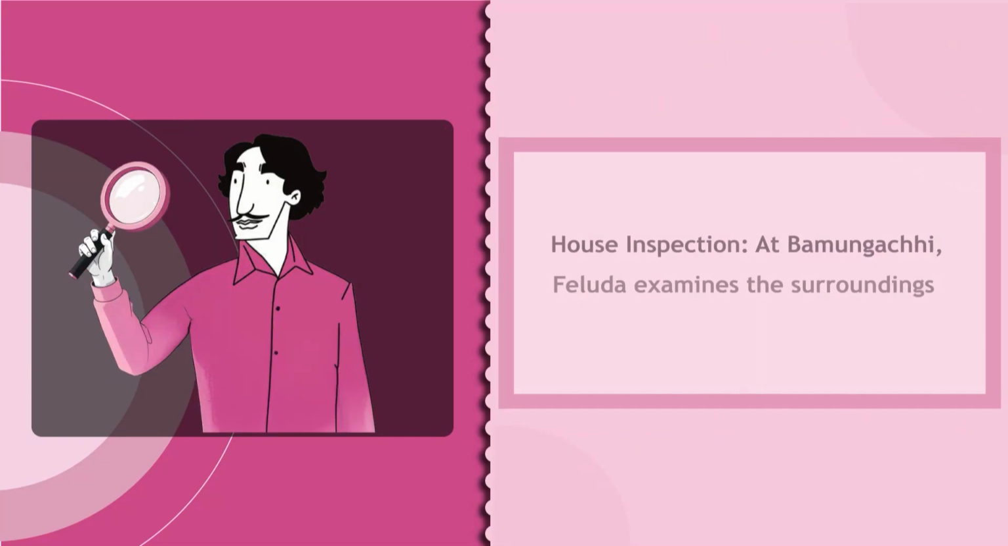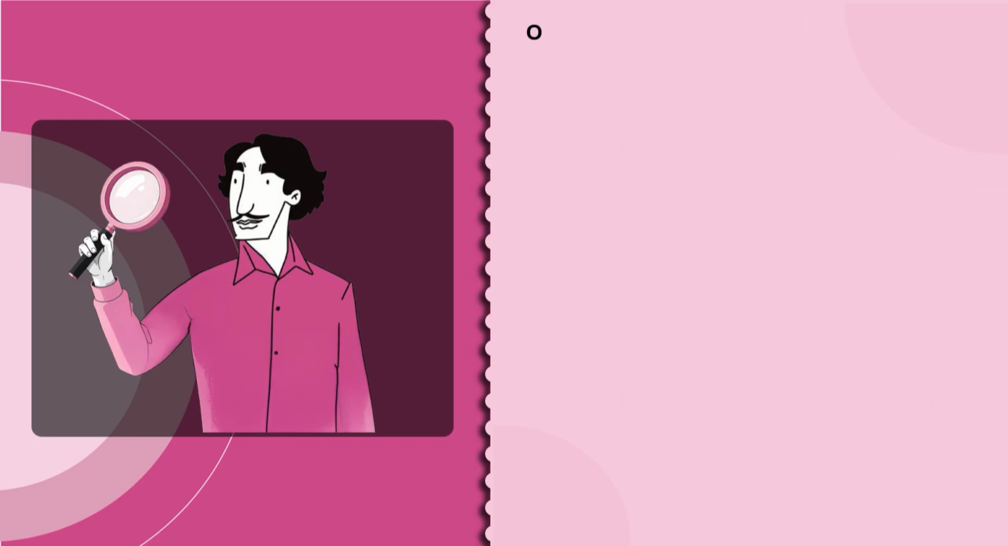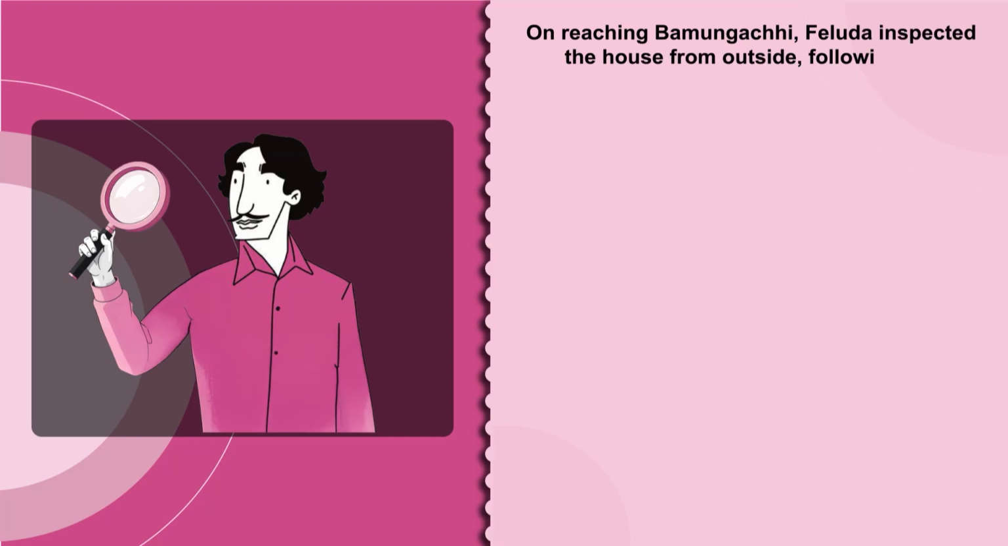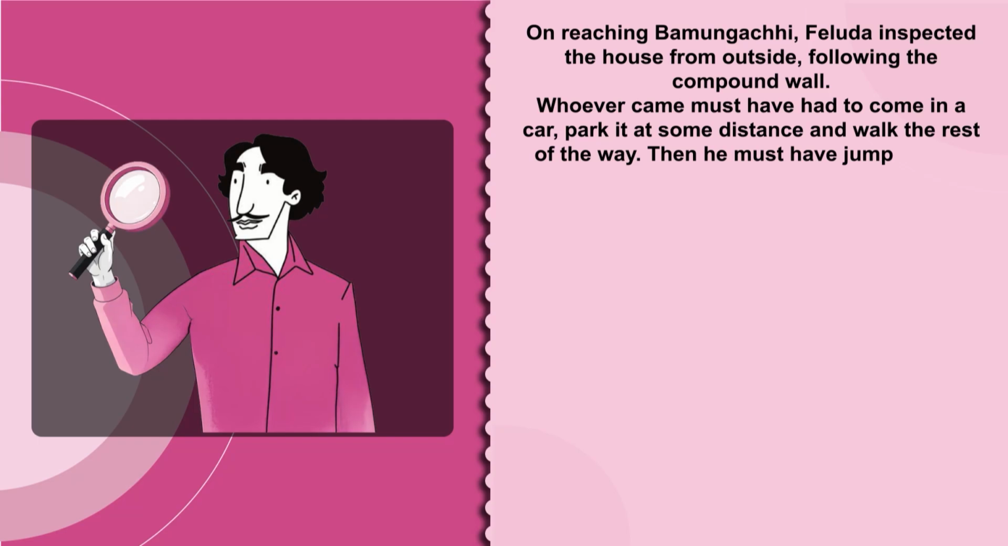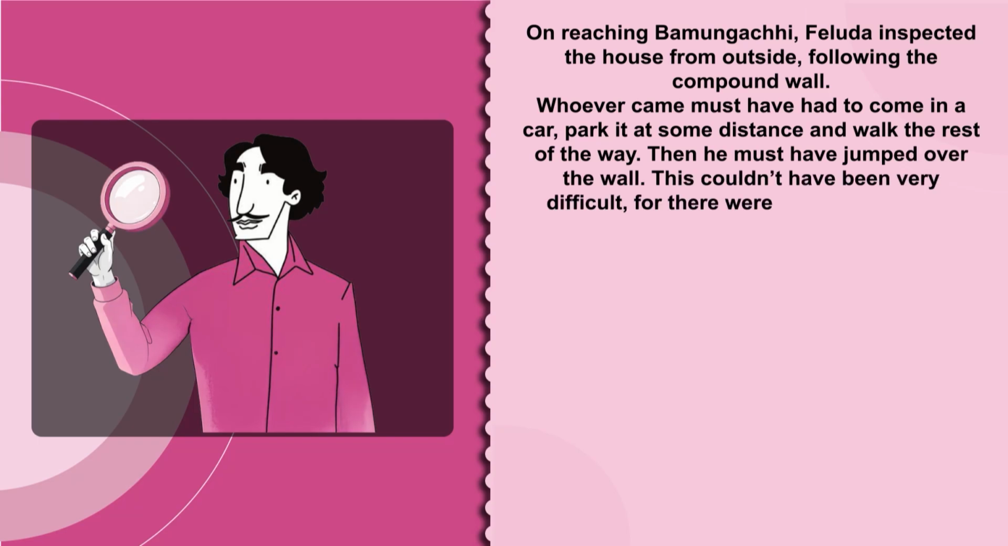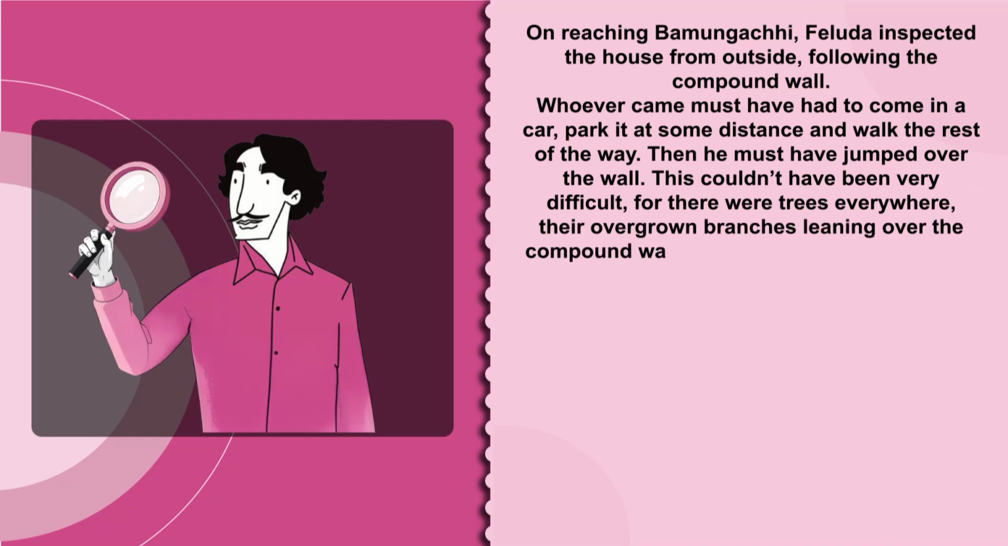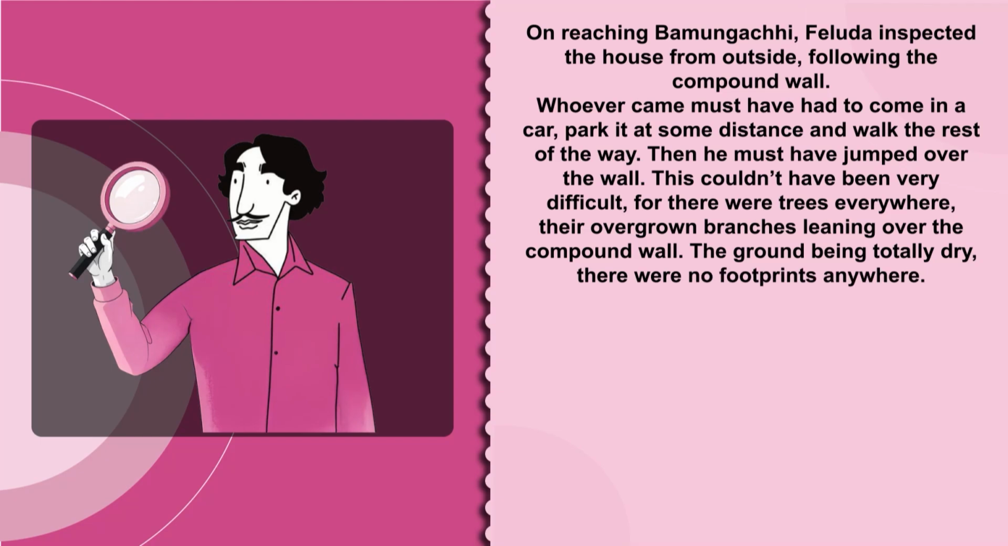House inspection. At Bamungachi, Feluda examines the surroundings. On reaching Bamungachi, Feluda inspected the house from outside, following the compound wall. Whoever came must have had to come in a car, park it at some distance and walk the rest of the way. Then he must have jumped over the wall. This couldn't have been very difficult, for there were trees everywhere, their overgrown branches leaning over the compound wall, the ground being totally dry. There were no footprints anywhere.